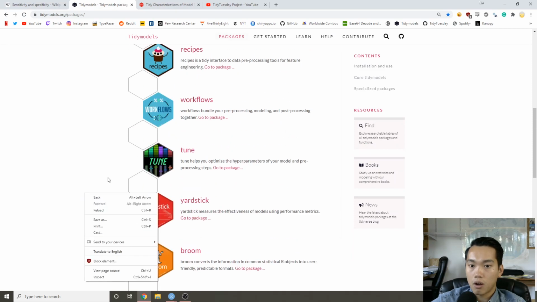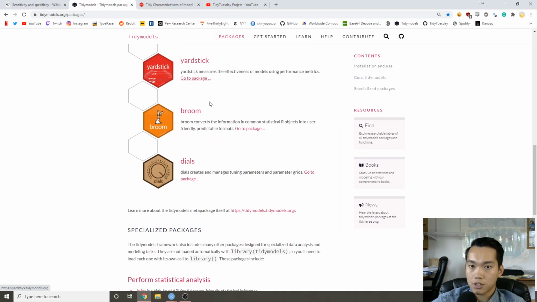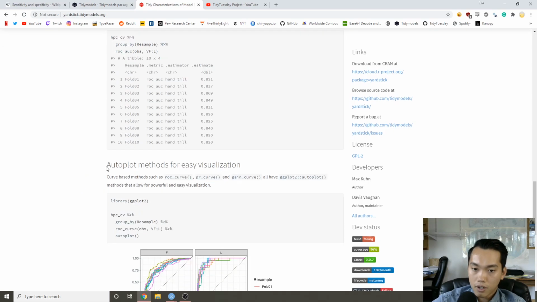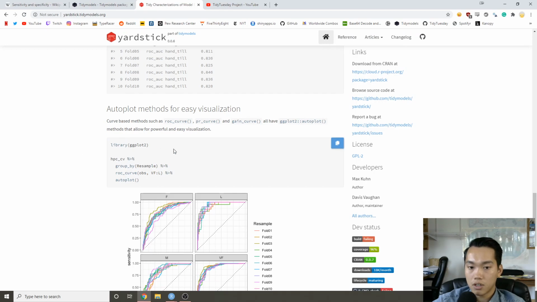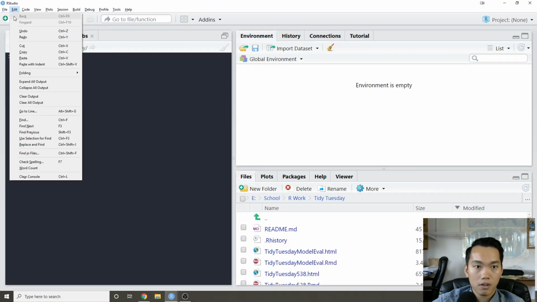And what's cool about the Tidymodels package is that there's a package called the Yardstick package. And this will basically be the main package for calculating and charting out these metrics.